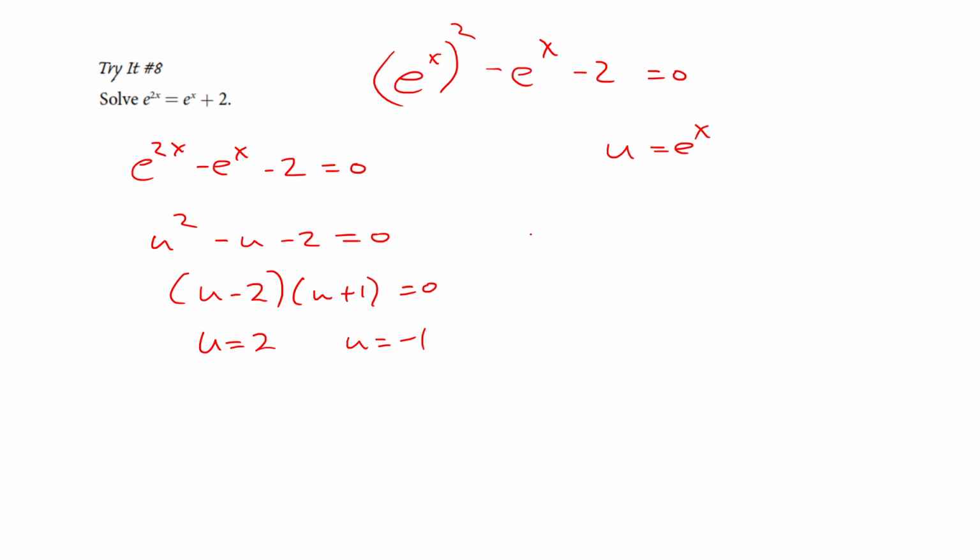Now, it wasn't really about u. u is really e to the x. So I've got e to the x equals 2, e to the x equals negative 1. Take the natural log of both sides. We're going to get x equals the natural log of 2. And then you see here, we're going to have x equals the natural log of negative 1, which is not true.